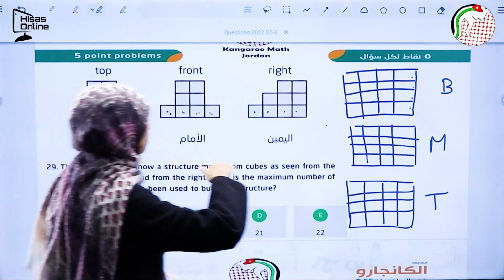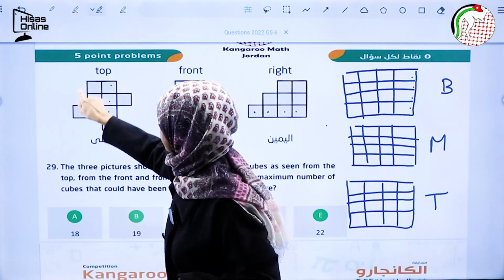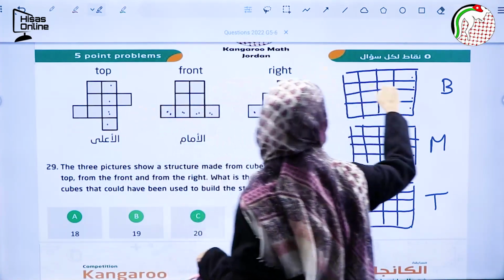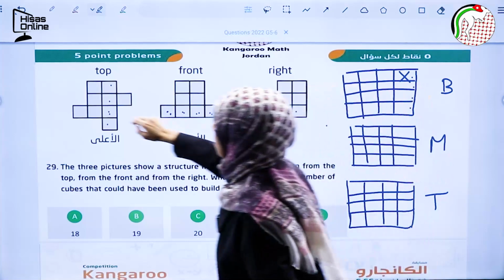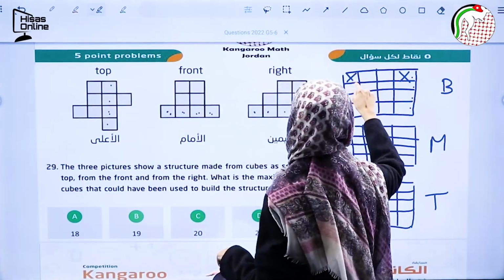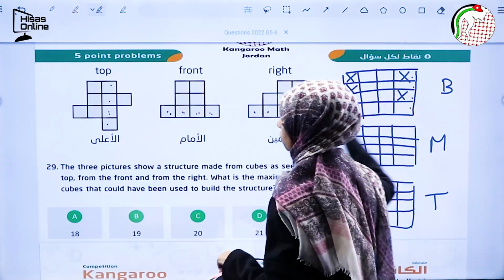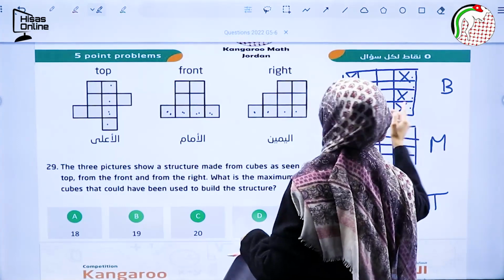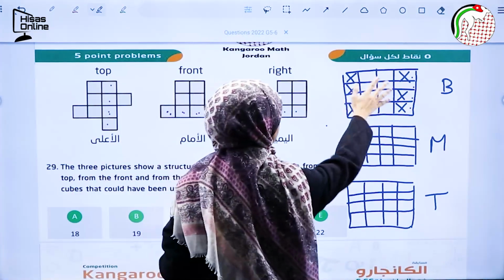Now, from the top view, I can see some empty places. So from the top view, I cannot see this, and I cannot see this one here, I cannot see this from here, and 1 and 2 from here. So this is the bottom layer of the structure.